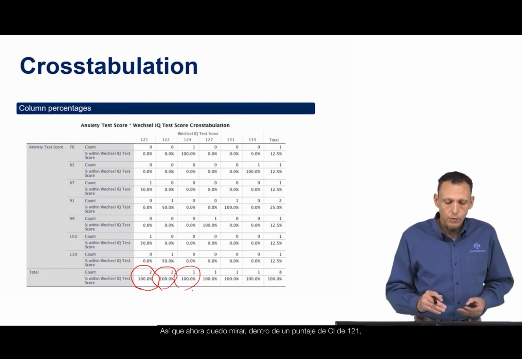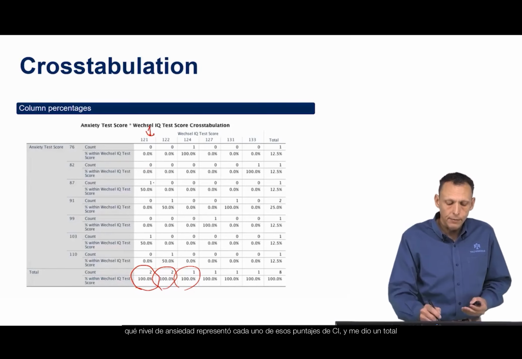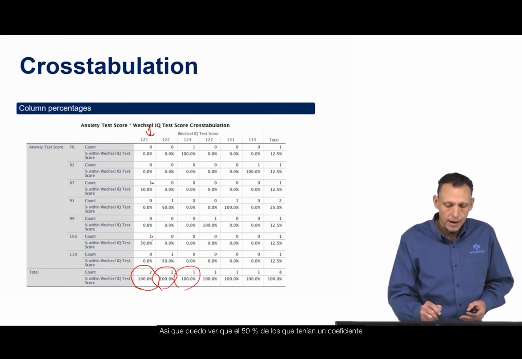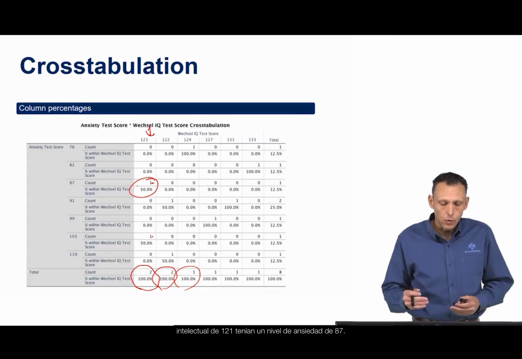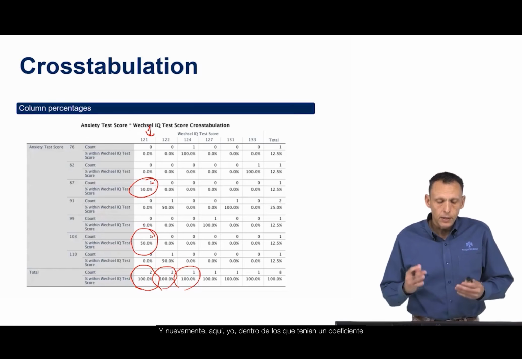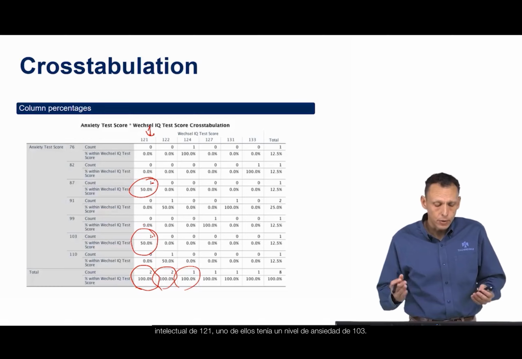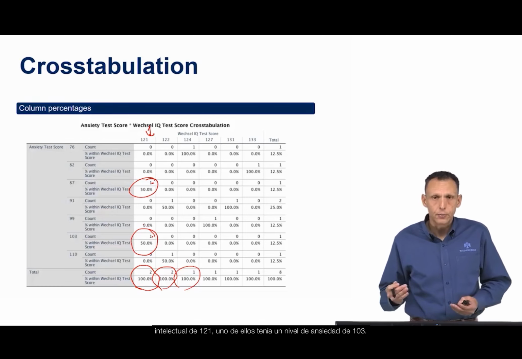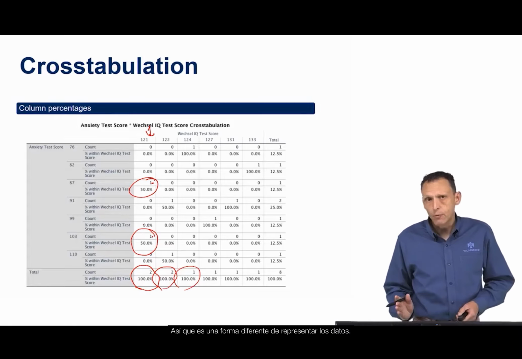So now I can look at, within an IQ score of 121, what level of anxiety each of those IQ scores represents and give me a total. So I can see that 50% of those who had an IQ score of 121 had an anxiety level of 87. And again, here, within those who had an IQ score of 121, one of them had an anxiety level of 103. So it's a different way of representing the data.